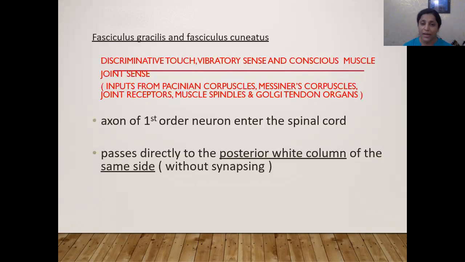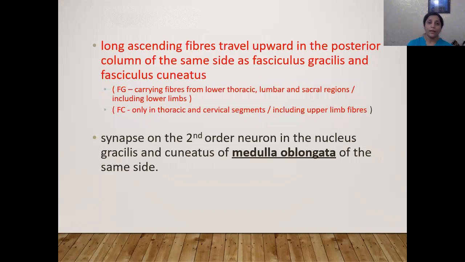A very important fact is that the dorsal column is ipsilateral in the spinal cord. That is, there is no crossing over in the spinal cord. Crossing over occurs, but it occurs in the brain. Moving further, the long ascending fibers travel upwards in the posterior column of the same side, and here they are known as the fasciculus gracilis and cuneatus. The word fasciculus means a bundle. These are bundles of nerve fibers. These are tracts.